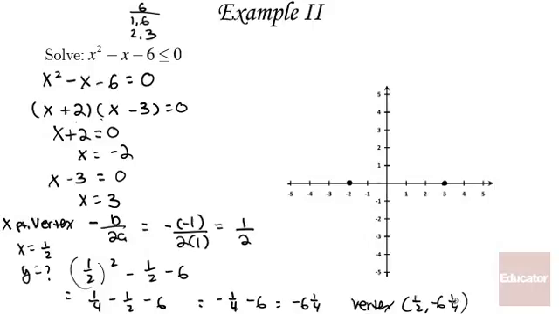Okay, so now I have the vertex, which is going to be right about down here. And I know that this opens upward. And I know that it's going to be a solid line because this is less than or equal to.